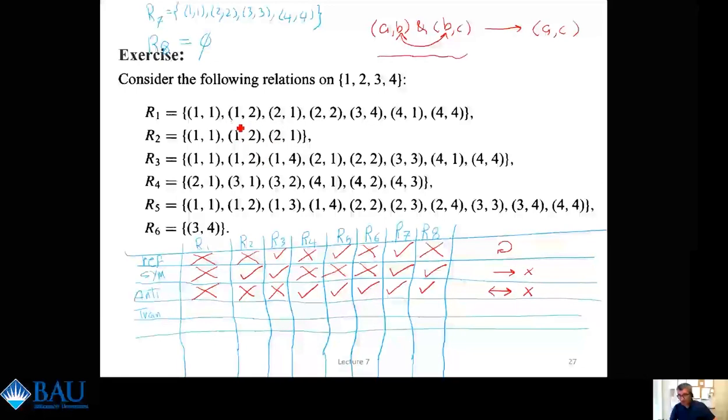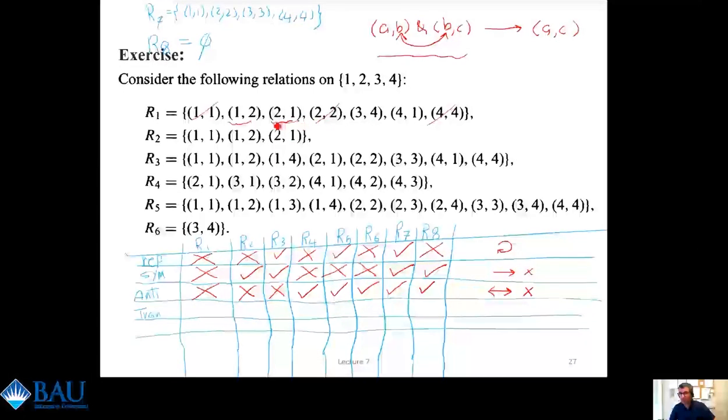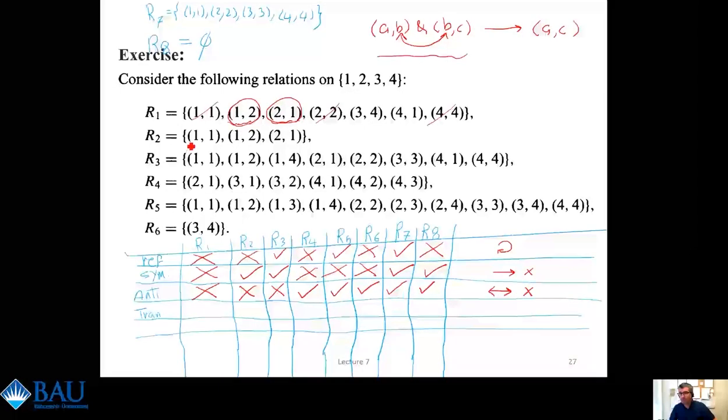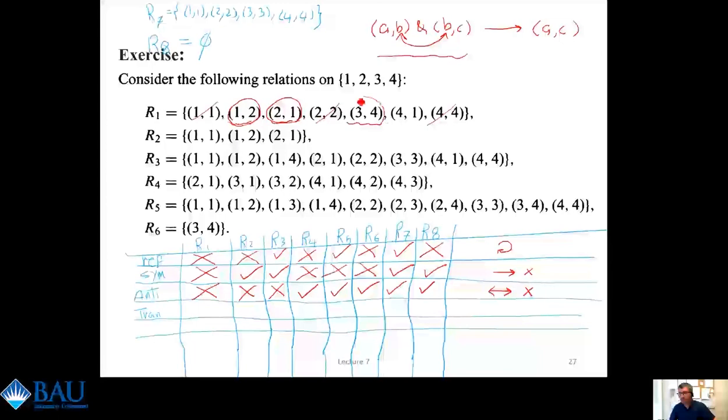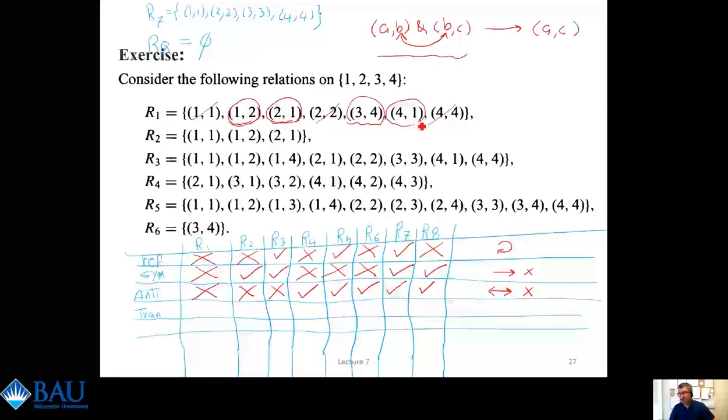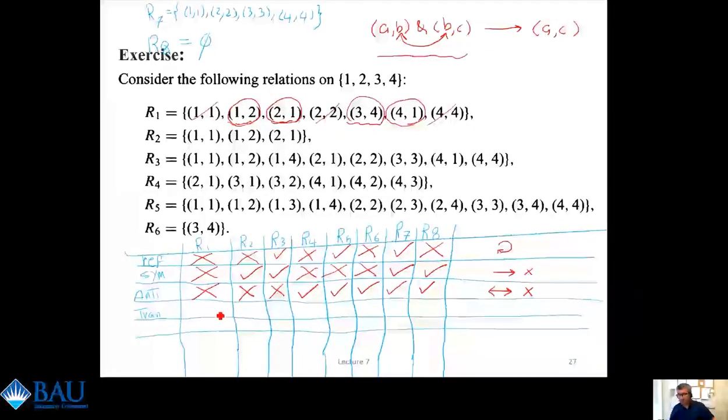So first one is 1, 2, 2, 1. Answer is 1, 1. We have it. Pay attention, I'm not checking the same numbers. You don't need to check them. So 1, 2, 2, 1. We have a 1, 1. Okay. Now 2, 1, 1, 2. Answer is 2, 2. We have them. Go to the next number. 3, 4, 4, 1. Answer is 3, 1. Do we have them? No. Therefore, that is not transitive.